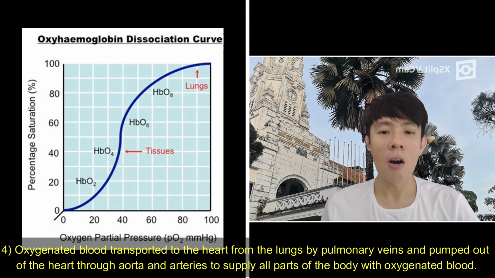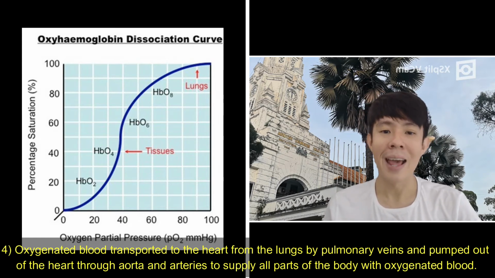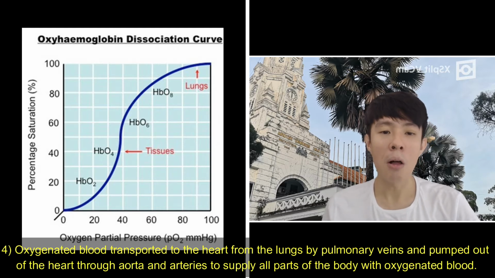Number 4. Oxygenated blood is transported to the heart from the lungs by pulmonary veins and pumped out of the heart through the aorta and arteries to supply all parts of the body with oxygenated blood.